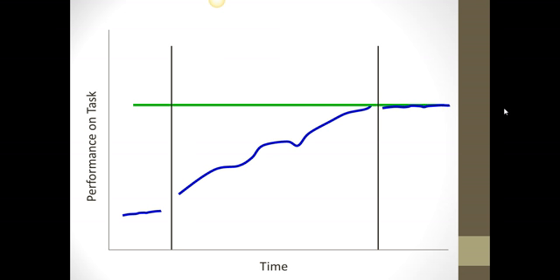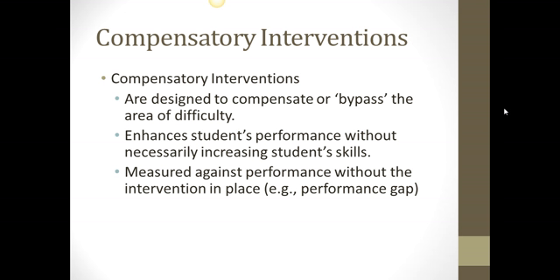And this is the crux of an instructional intervention. Notice that we are measuring the student's performance based upon previous performance that was recorded in previous sessions. And so we're constantly measuring how the student is progressing. Compensatory interventions look a little bit different. First and foremost, compensatory interventions are designed to compensate for or bypass the area of difficulty. So, for example, when we talk about assistive technology, the classic compensatory intervention is glasses.